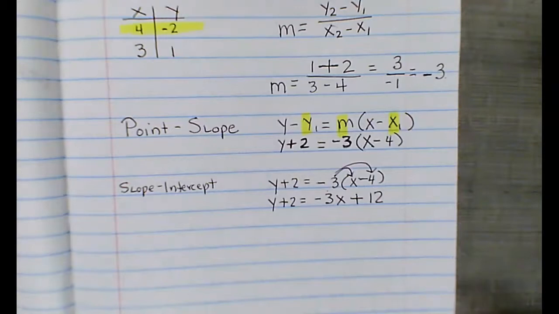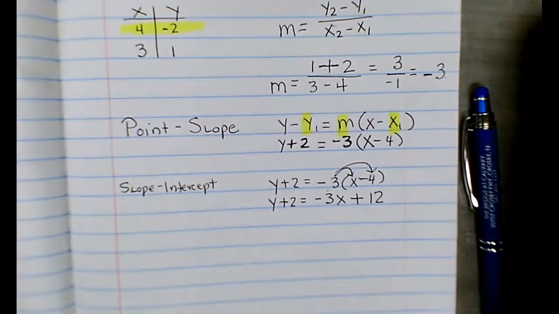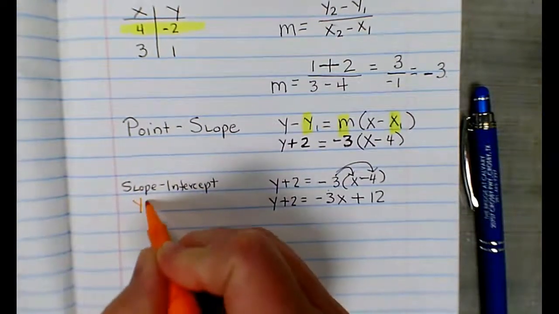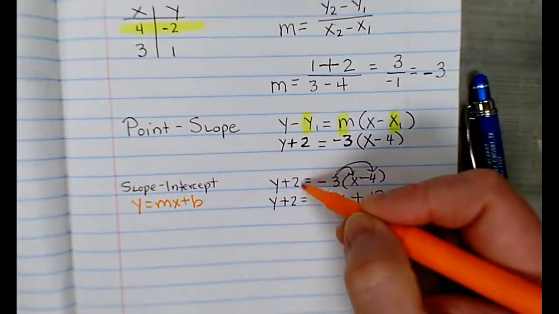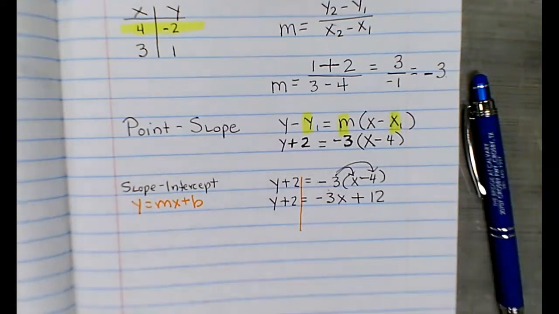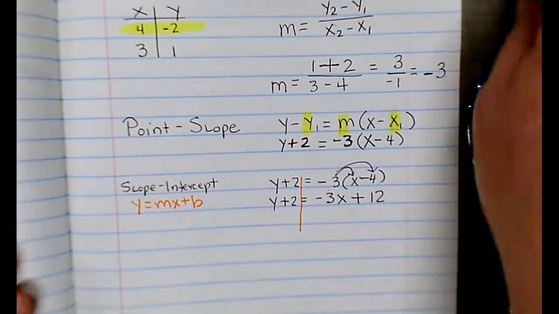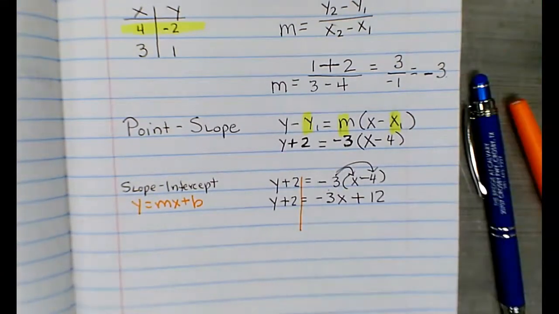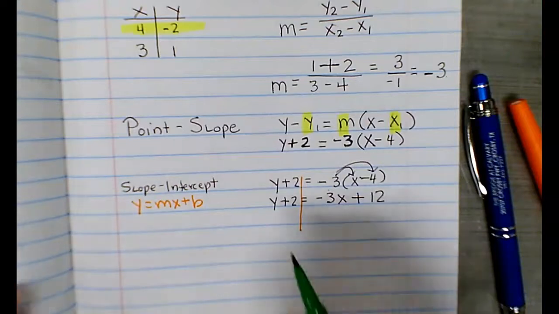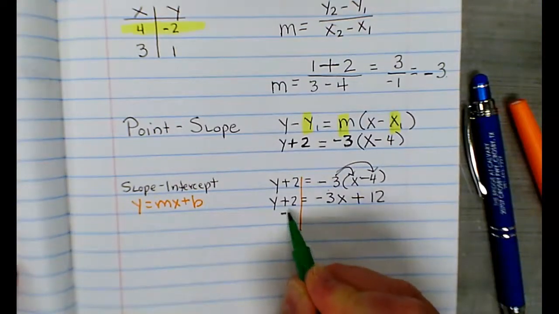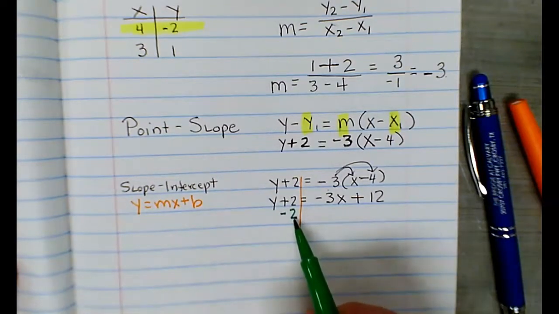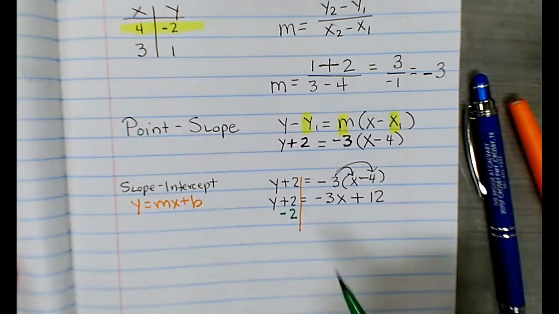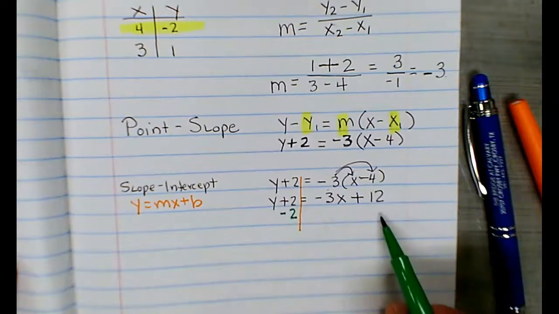Is it in slope-intercept form yet? In slope-intercept form, that's y equals mx plus b form. Then I need the y by itself. What am I going to do with this plus 2 to get the y by itself? The opposite of plus 2 is subtract 2. If I subtract 2 on this side of my equal sign, and I put the orange line there so I could see my equal sign, if I put the -2 over here, what do I have to put over here?